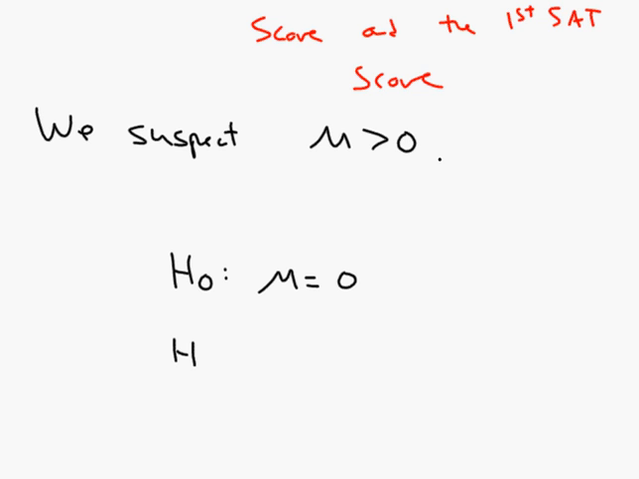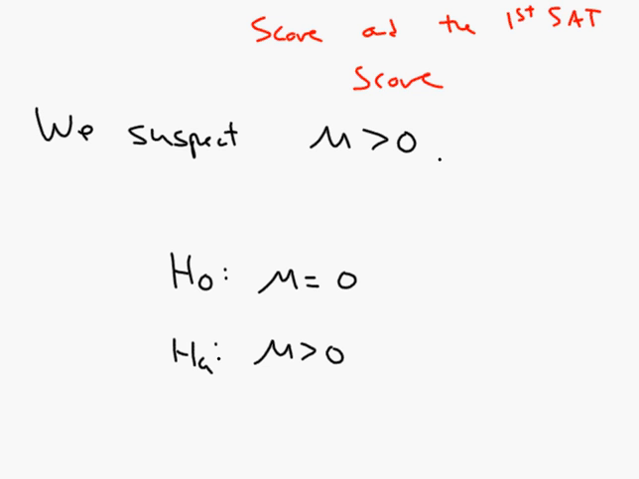Now, the alternative hypothesis is what you suspect is probably true, or what you as a researcher are hoping to find evidence for. So in our case, we think that mu is actually greater than 0, because we think if the kids go and take this test, that after taking it, they're going to do better the second time, and therefore when we do the second score minus the first score, it's going to be something positive.